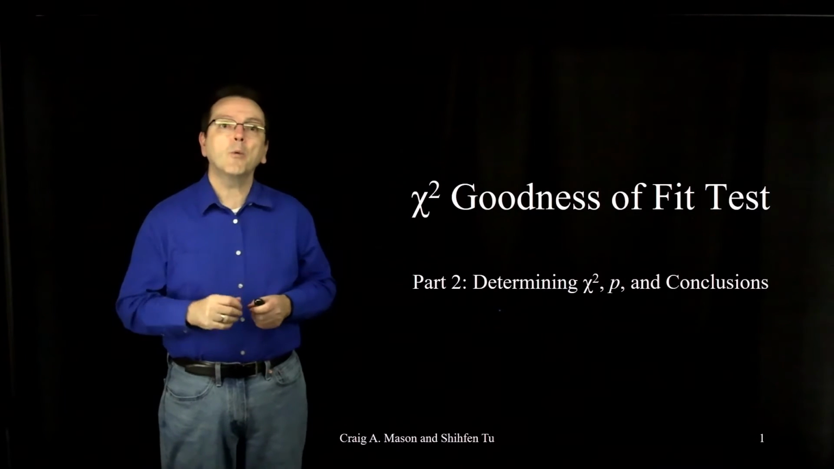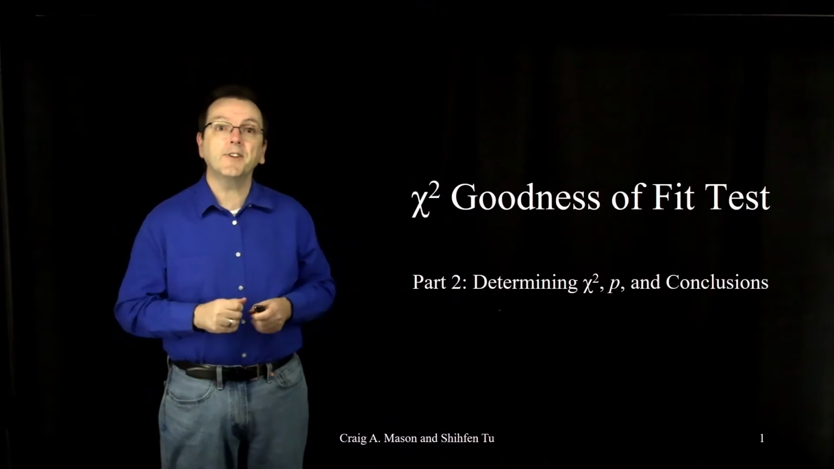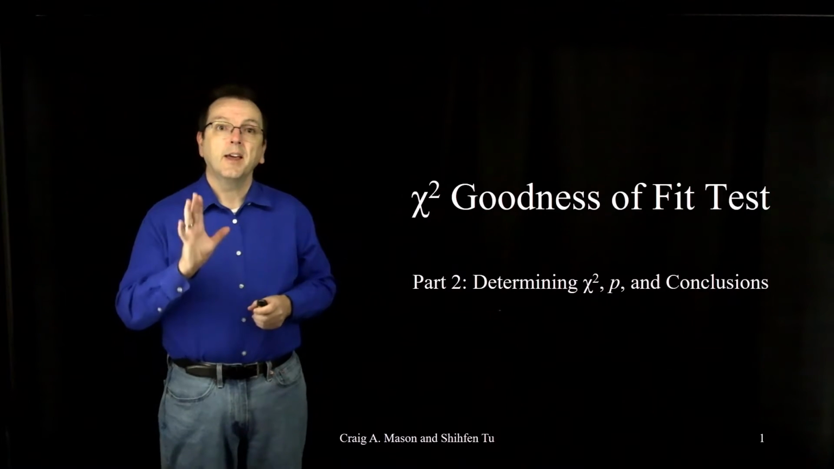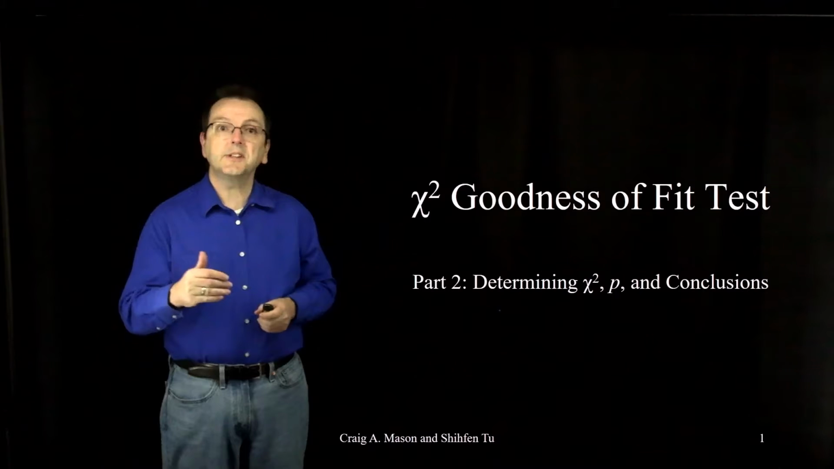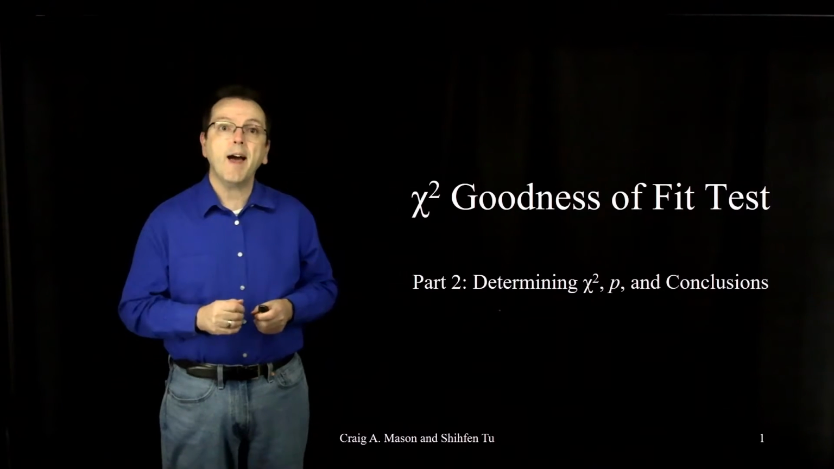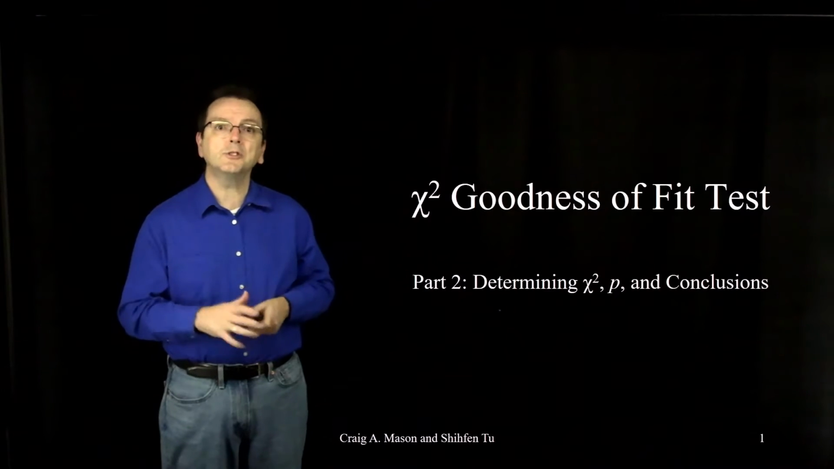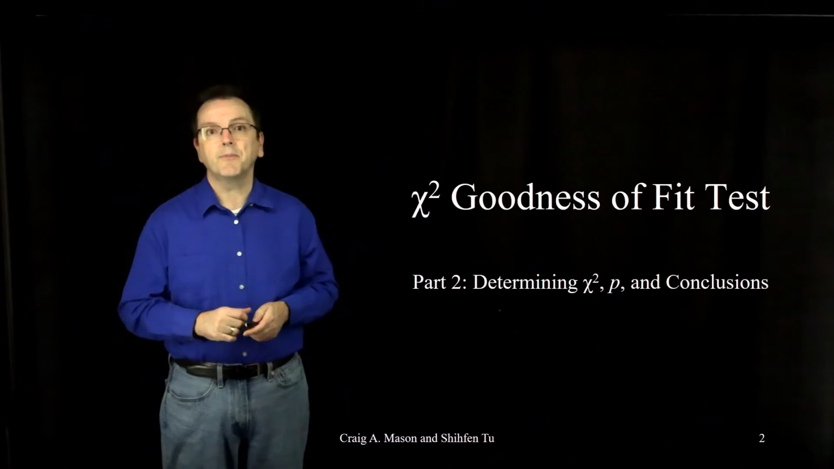In our last video, we introduced the chi-square goodness of fit test and left off with the chi-square formula. In this video, we'll go through the steps for calculating a chi-square value and then determine the p-value and make our conclusions based on those results.